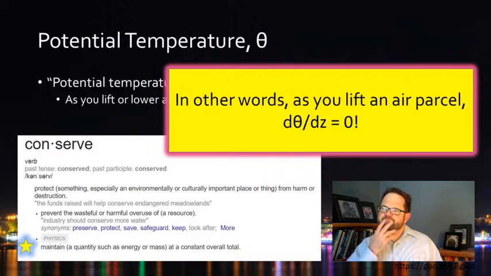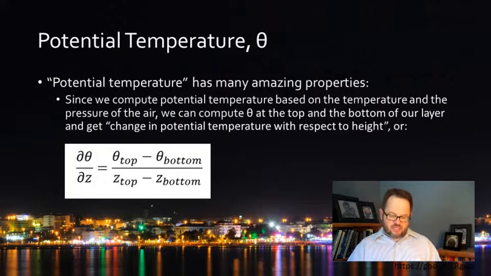So in other words, if I take this air parcel and I lift it, as its height changes, its potential temperature won't. In other words, the change in potential temperature with respect to height, d theta dz, is 0. That is an amazing property. Here's another amazing property of the potential temperature.